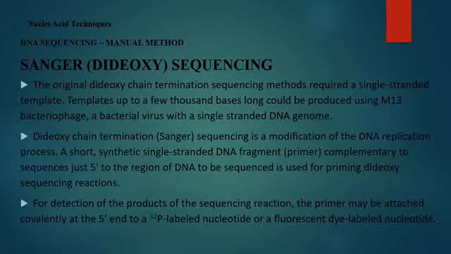Now, for detection of the products of the sequencing reaction, the primer may be attached covalently at the 5' end to a phosphorus-32 labeled nucleotide. That's what I mentioned earlier, or a fluorescent dye-labeled nucleotide. So you are either using a phosphorus-labeled or a fluorescent dye-labeled nucleotide.